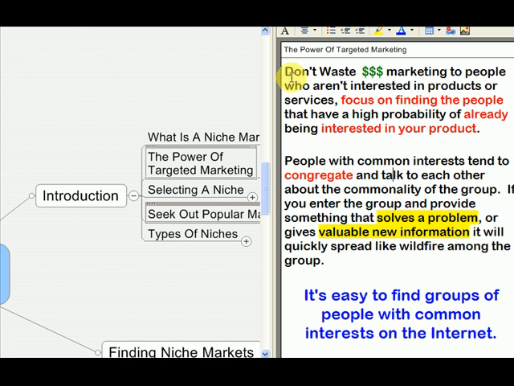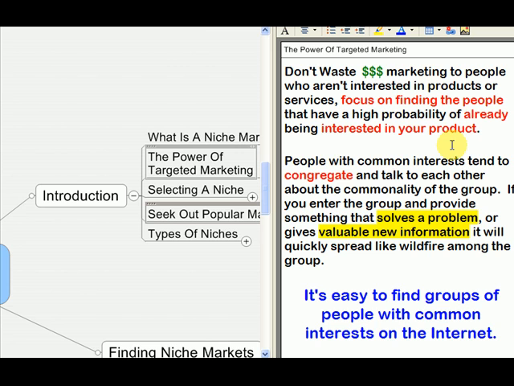So, first thing here is don't waste money marketing to people who aren't interested in products or services. Focus on finding the people that have a high probability of already being interested in your product. So, we want to focus on finding the people already interested in your product. This should just make complete sense. You don't want to spend money on advertising to people who aren't going to be interested in your product, because you can just waste a lot of money.